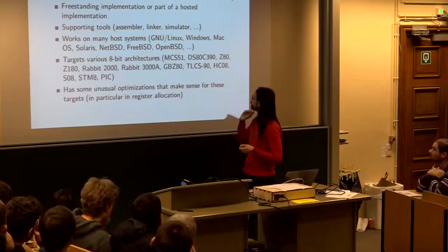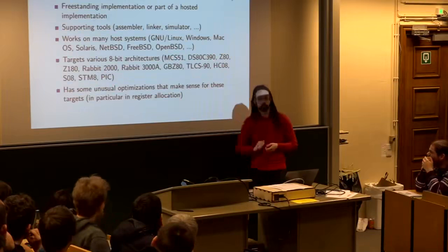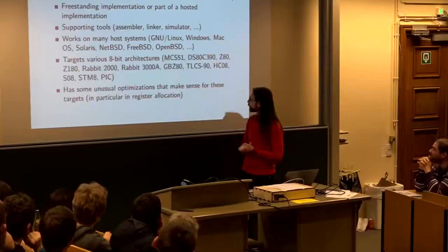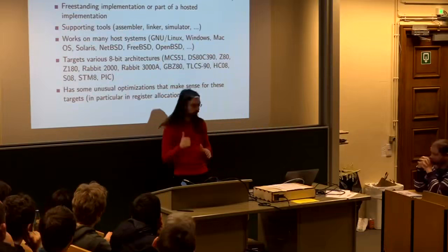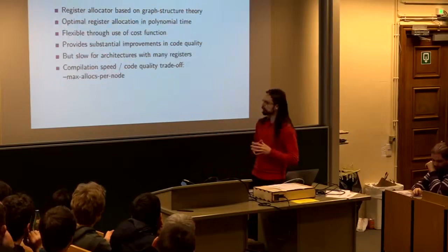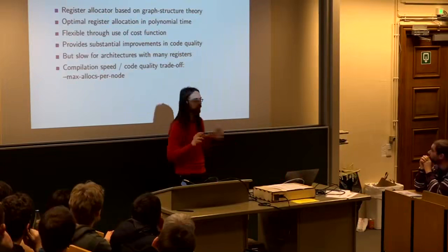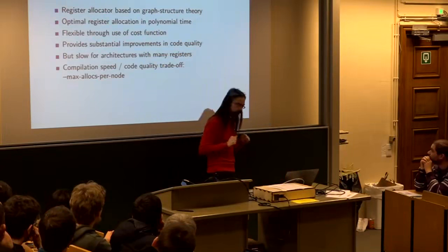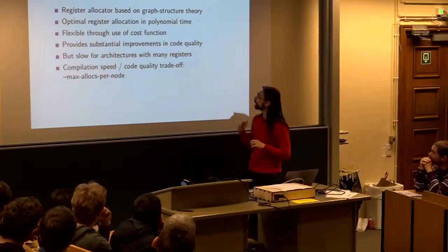It targets a lot of 8-bit architectures. What matters for us here is the Z80 target, yeah? Because that's what we want on those systems, but there are other backends. It has a few nice optimizations that make sense for these targets, in particular in register allocation, because these 8-bit architectures, including the Z80, often have a highly irregular register set. Some instructions only work on some registers and so on. And the standard graph coloring register allocator like Chaitin's would have trouble dealing with that.